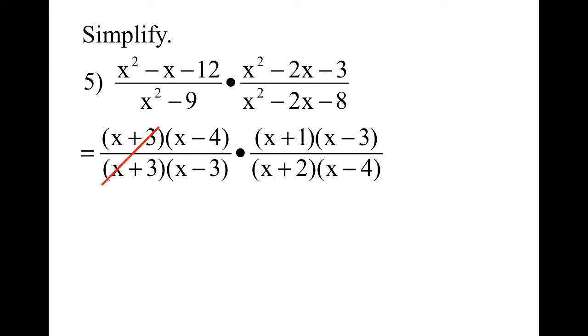Now, we can factor out common factors like x plus 3. I also have an x plus, we can do anything, it's numerator to denominator. So the next one, I can do an x minus 3, and an x minus 4, and an x minus 4, and then an x minus 3 and an x minus 3, and what we're left with is x plus 1 over the quantity of x plus 2.